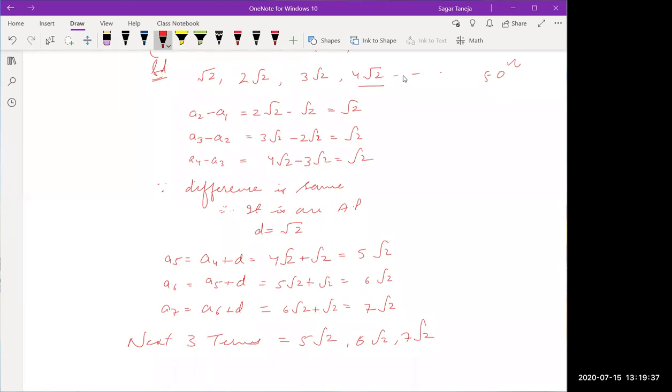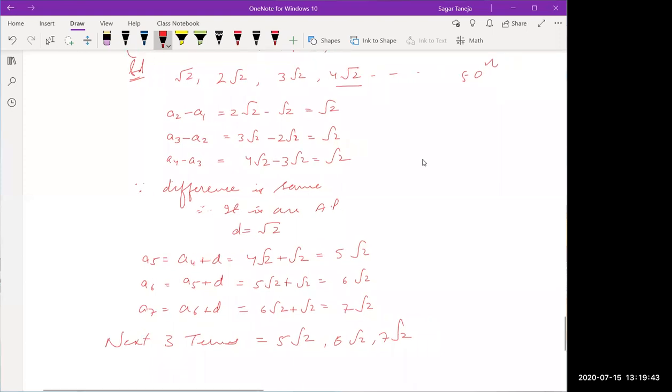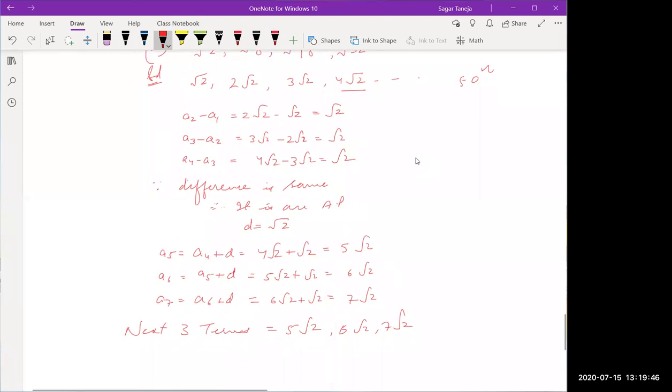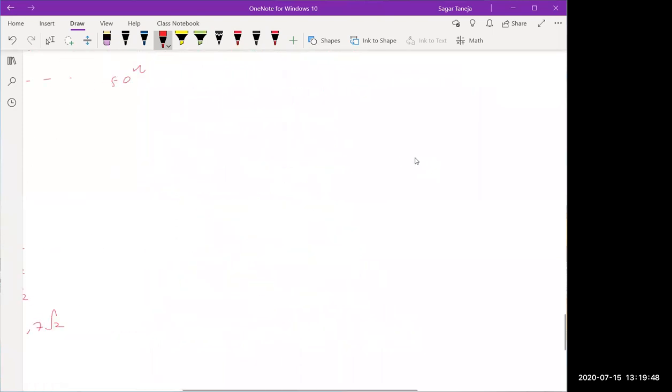So there should be a formula. Yeah, a plus n minus 1 d. A student, Shreya, has written it here. So I am going to tell you the same generalized form now. Moving further, the formula of the nth term of an AP.